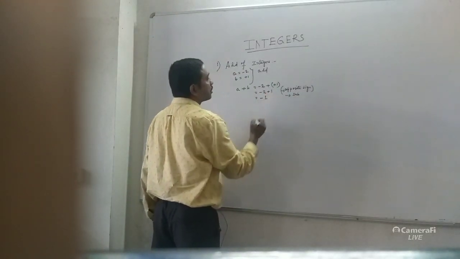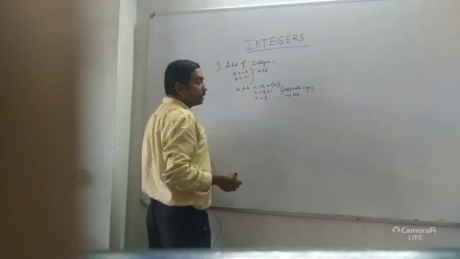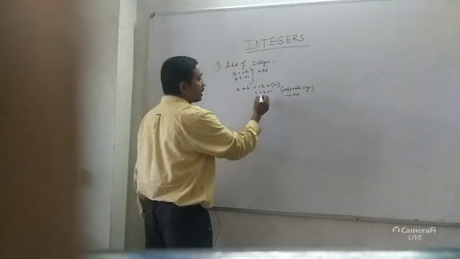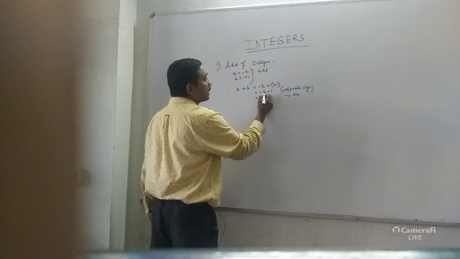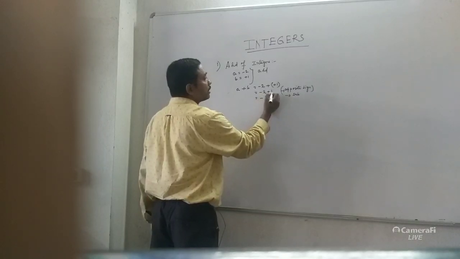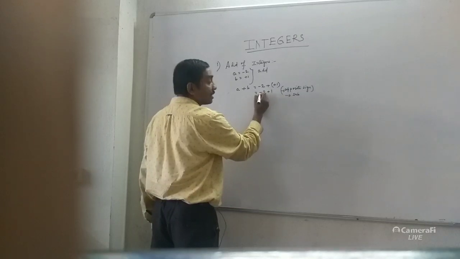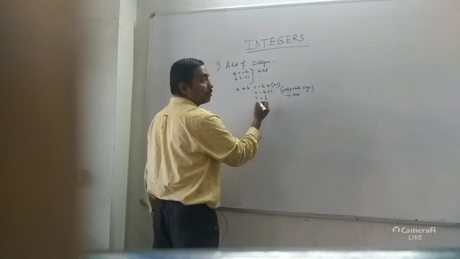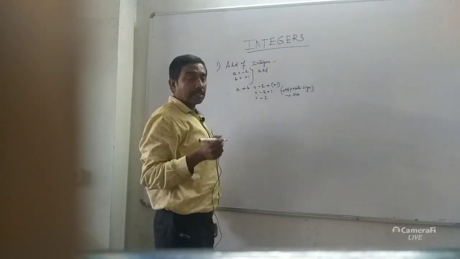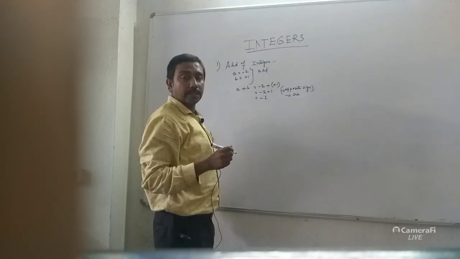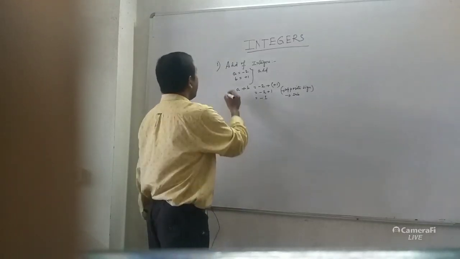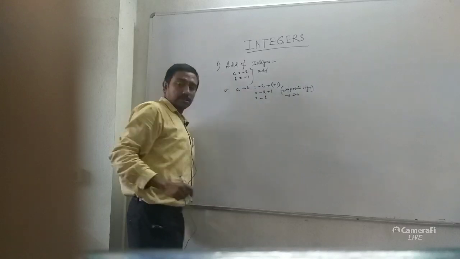What is the value that comes? Minus 1. Why does the minus sign come? This is the question. The minus sign comes because 2 has the greater value than 1. 2 is greater than 1, and 2 has the minus sign. So in the answer minus comes, because in the answer always the sign of the greater digit comes. These are the rules of adding two integers.